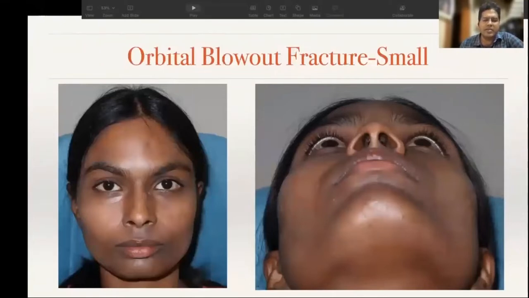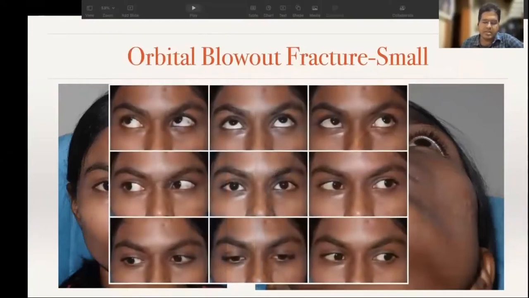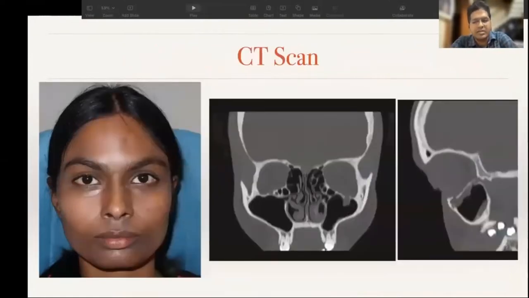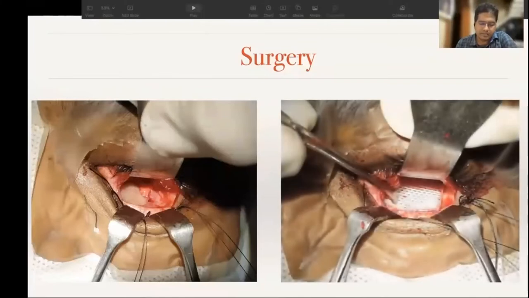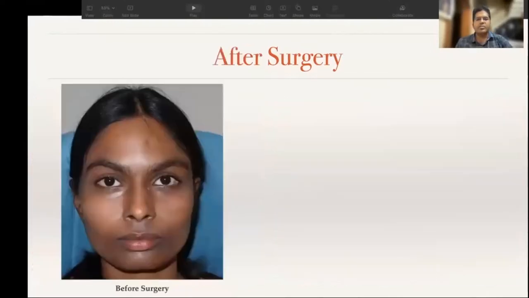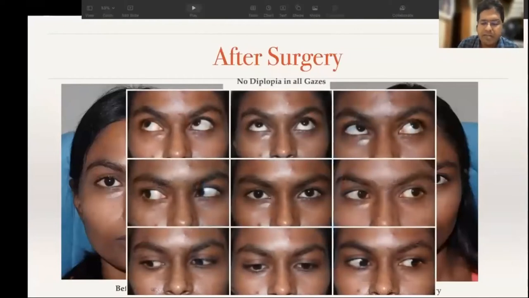Simple fractures like this, where there's a small impact and she has very subtle features like restriction of movement and diplopia in upgaze on the left. We can make out only on imaging that there is a small fracture on the floor of the orbit with a classical trapdoor entrapment of the intramuscular septae or fat. On surgery, we identify the fracture, reposit the orbital contents, and repair the floor of the orbit using a resorbable or a biointegratable implant as a barrier between the floor and the fracture. So post surgery, we can see that her diplopia as well as restriction of eye movements have been resolved.